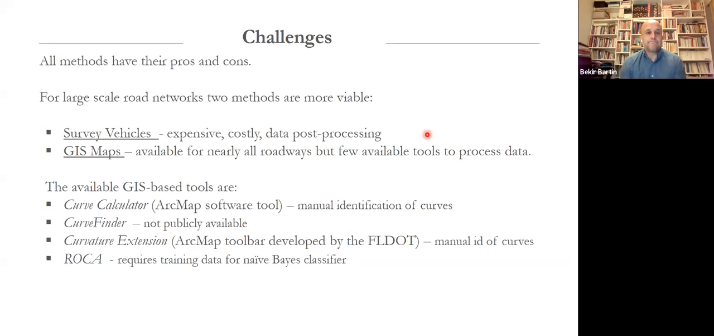Now, the data is there, but how do we process that? There are 4 available GIS-based tools to extract the horizontal alignment data: the curve calculator and curve extension. It is available. It's related to ArcMap toolbars.